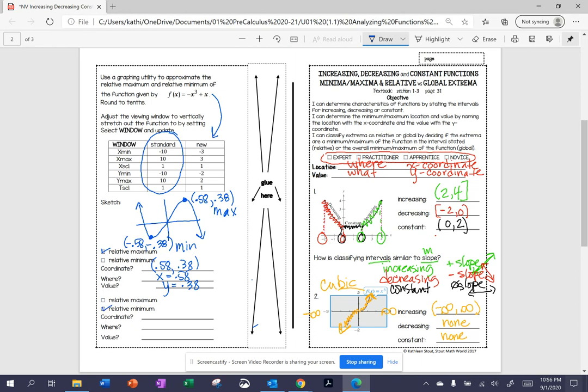And my minimum is minus 0.58, minus 0.38. My location is at x equals minus 0.58, and the magnitude of my minimum is y equals minus 0.38. Okay, that's the end of the lesson.